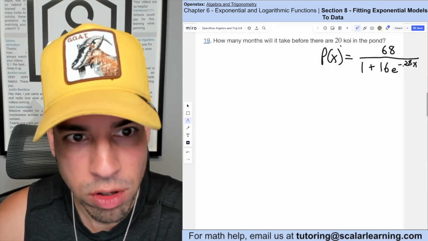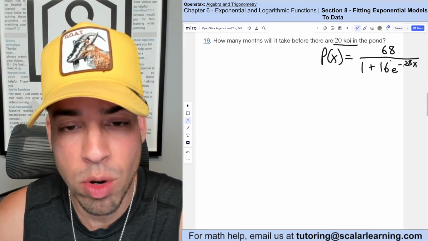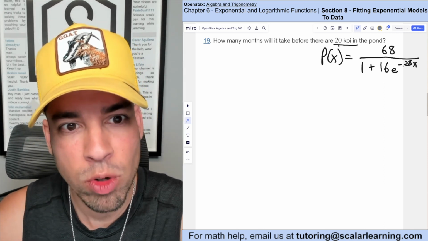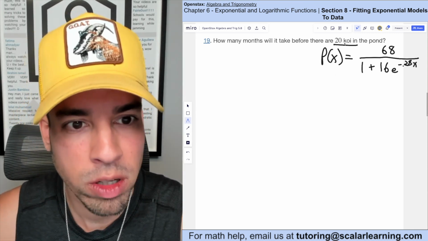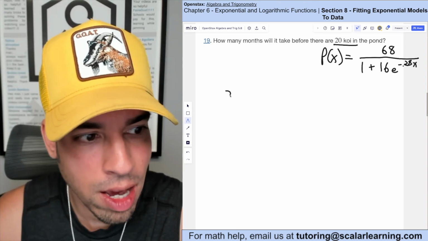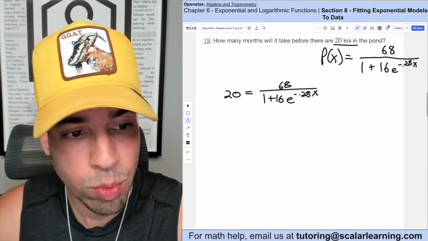Boom. For this one, it says, how many months will it take before there are 20 koi in the pond? And this is the equation that was given. So when we're saying when there are 20 koi, again, the function value represents the number of koi. So we're going to plug 20 in for p of x. And since x is the number of months, we're going to solve for x.